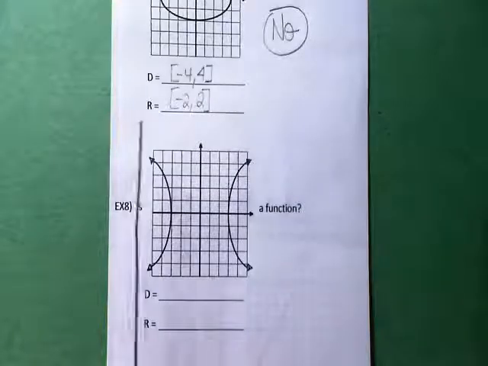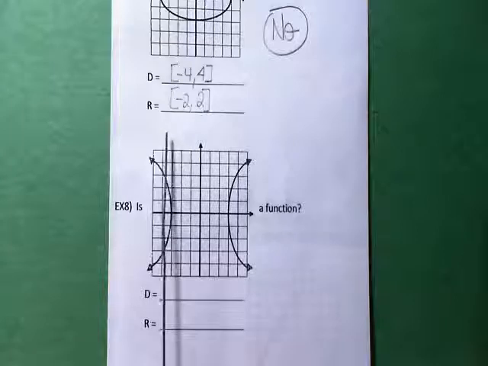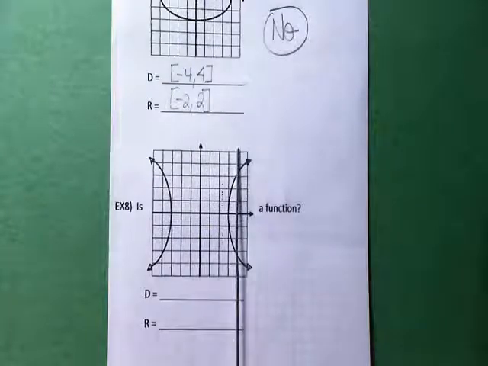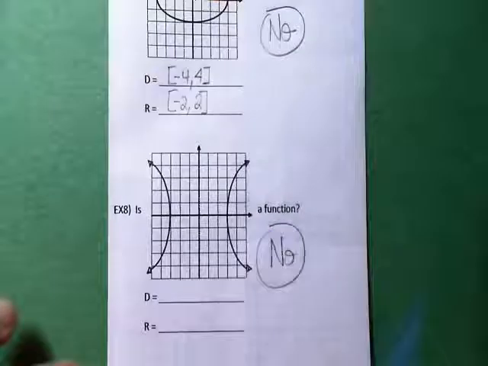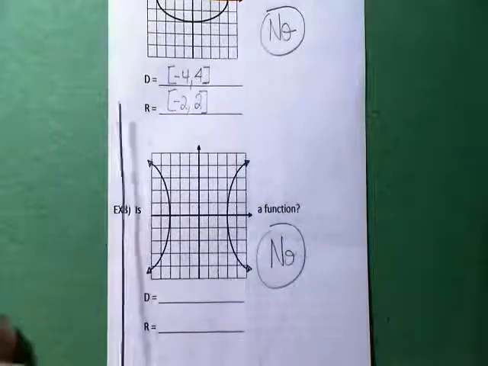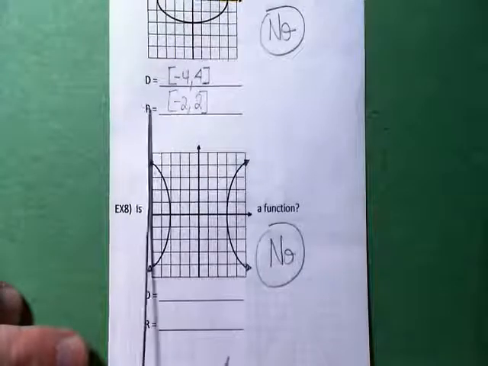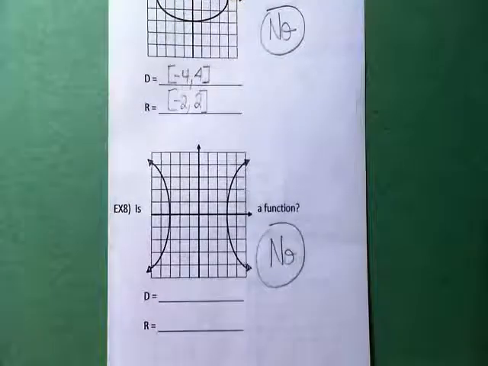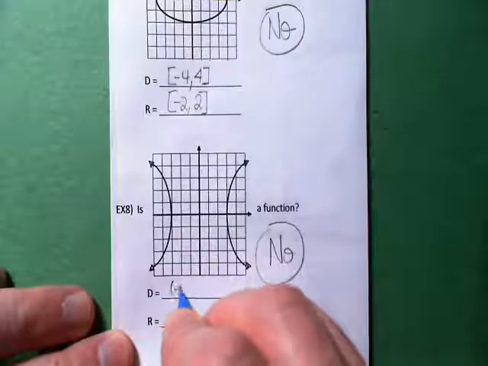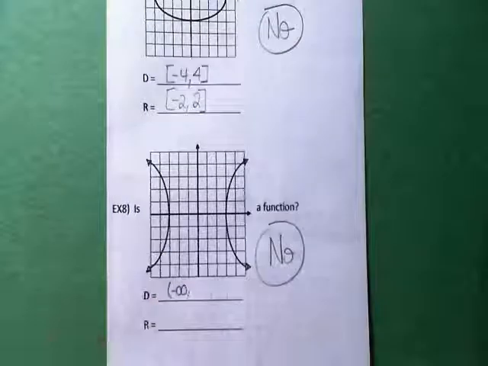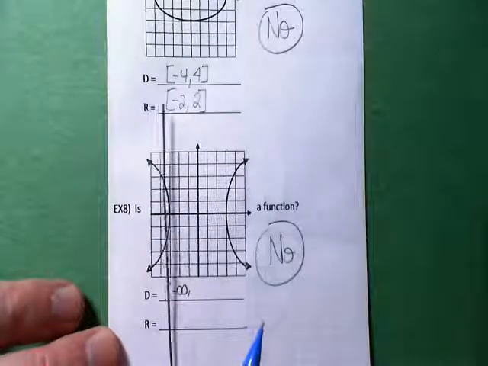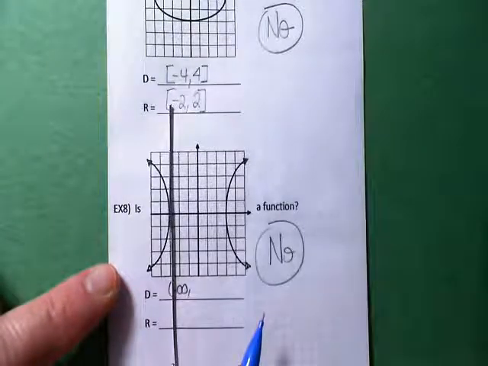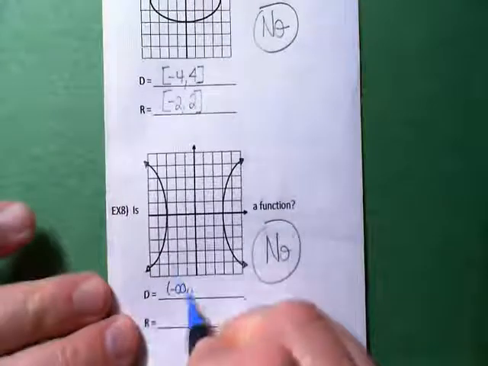Next example, example number 8. Again, use your pencil to decide if it's a function, yes or no. And because I'm touching 2 points at the same time, it's not a function. The domain, you're going to go from left to right. So the first thing I touch from left to right is the arrow, and the arrow means -infinity. And as I move to the right, the last place I touch the first line is at -3.